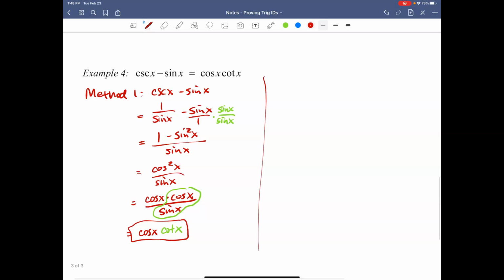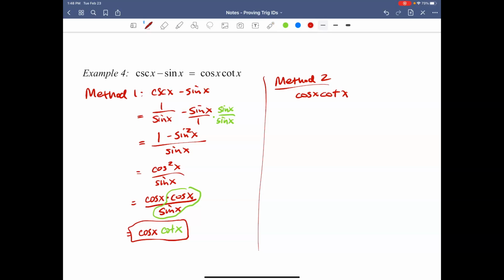For method 2, we will start with the right-hand side and make that look like the left-hand side. And so starting with cosine of x times cotangent of x. You would think that this might look similar to just using method 1 and going in reverse, but you don't always necessarily see it that way, as I'm going to show you here. What I recognize first is that if I'm going to try to make this look like the left-hand side, it has a sine of x and a 1 over sine of x in it.